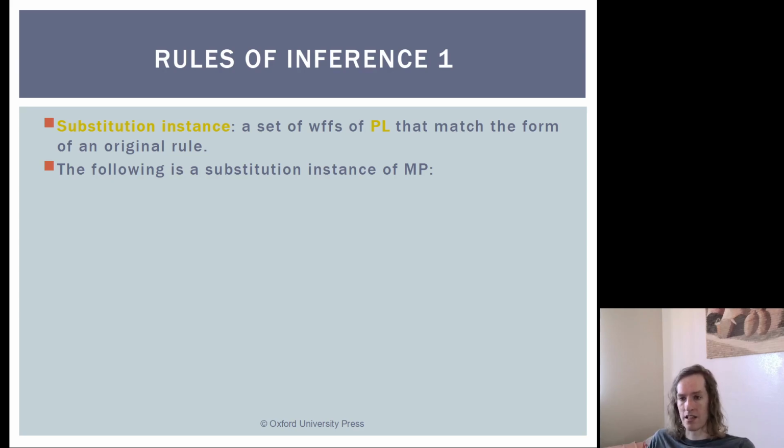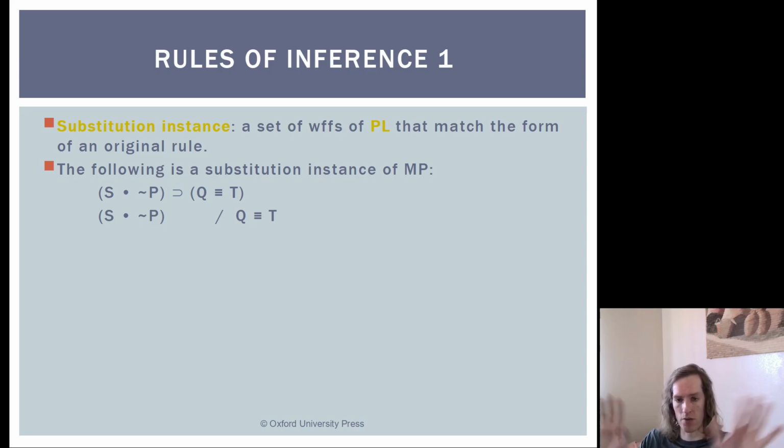So a substitution instance is a set of well-formed formulas of propositional logic that match the form of an original rule. So here is an example. We have a substitution instance of modus ponens. Here we can see that instead of alpha and beta, we have some other well-formed formulas. Instead of alpha, we have S and not P, and instead of beta, we have Q if and only if T. But we can see that in the second line, we're given the entire antecedent, and remember, we're going to need the entire antecedent, whatever the antecedent is.